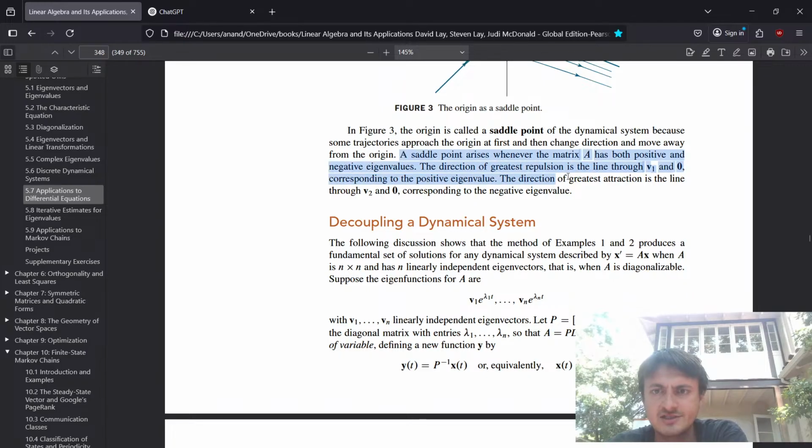A saddle point arises whenever the matrix A has both positive and negative eigenvalues. The direction of greatest repulsion is the line through v1 and 0, corresponding to the positive eigenvalue.